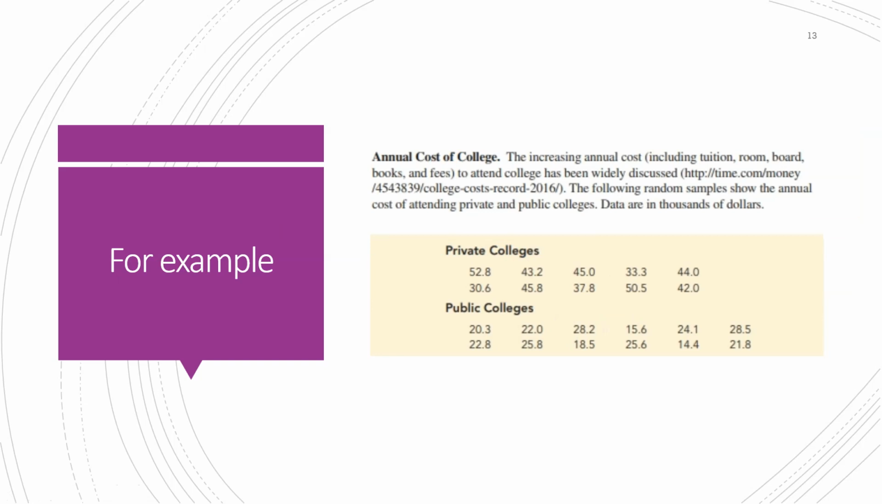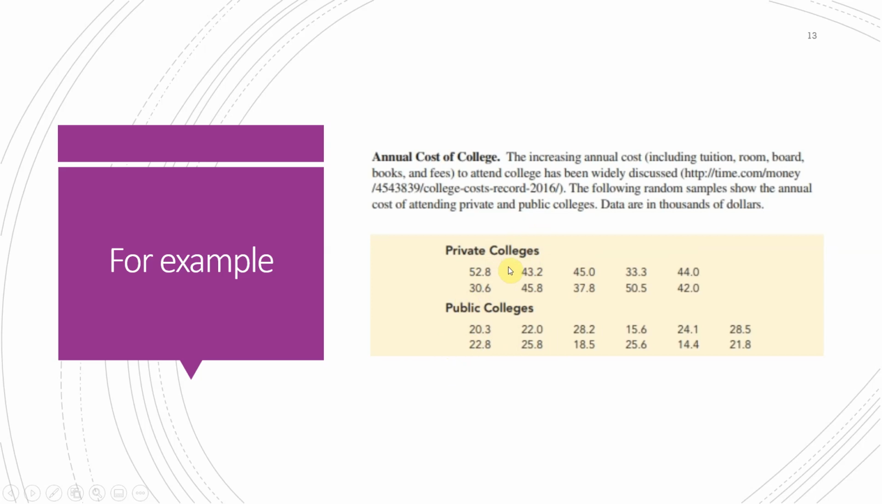So again, let's just jump right into an example. So we're looking at college cost. Let's see, the following random samples show the annual cost of attending a private or public college. Data are in the thousands of dollars. So again, we're comparing prices for colleges, whether they're private or public. So again, we have two populations that we're trying to compare.